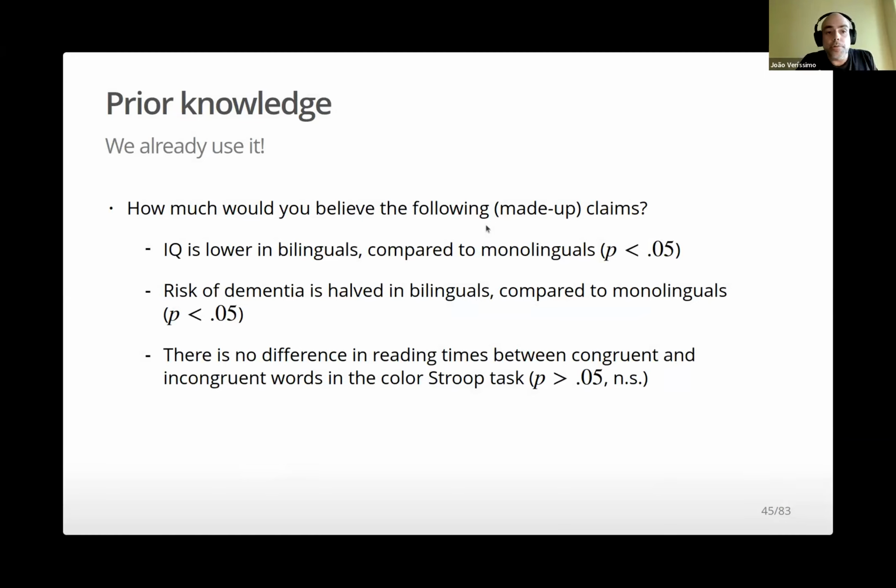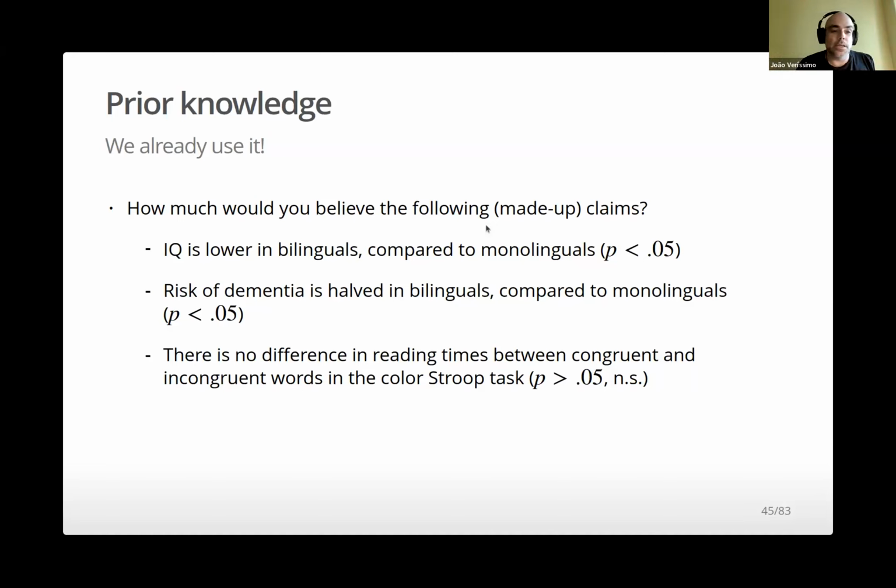But in reality, we already use such knowledge. Whenever we see published findings, we bring up our expert knowledge, our domain-specific knowledge about these effects and tasks and populations, and we then arrive at a conclusion inside our own mind. Bayesian statistics essentially asks us to formalize this more explicitly as part of the model itself, but it's a process that we already do. So for example, if I told you that a study found that IQ was lower in bilinguals compared to monolinguals, even if that is significant, you probably will not extract very big claims from this.